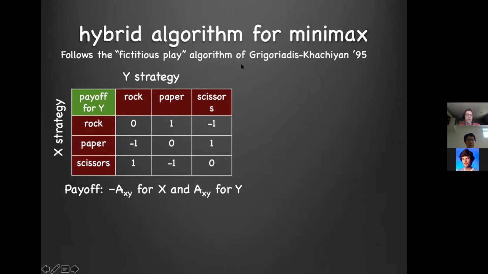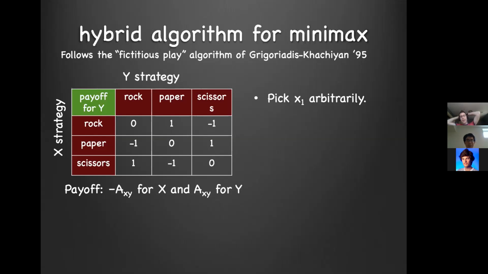So for a zero-sum game, let's think about the game of rock, paper, scissors. So the X player is choosing rock, paper, scissors. The Y player is also choosing from the strategy set. And this is the payoff matrix. And I've set it up so that we're seeing here the payoff for Y. Okay, so if X chooses rock and Y chooses paper, the payoff for Y is 1 because Y wins. And then to get X's payoff, you just put a minus sign in front because it's a zero-sum game. Okay, so this is a payoff matrix for Y.